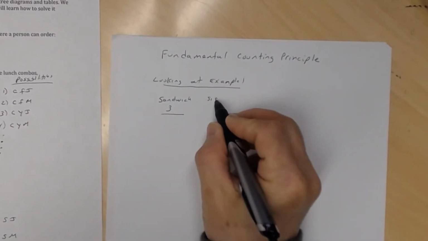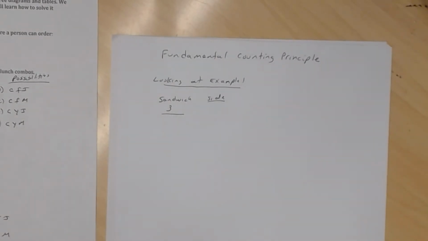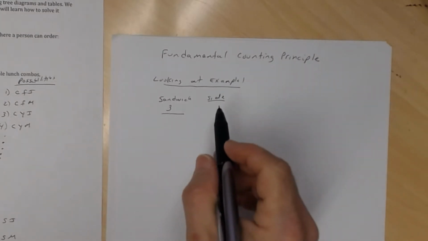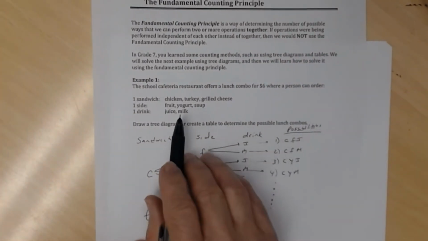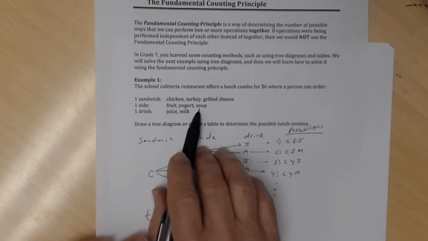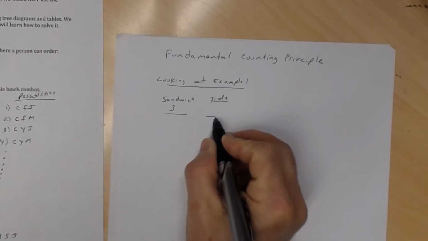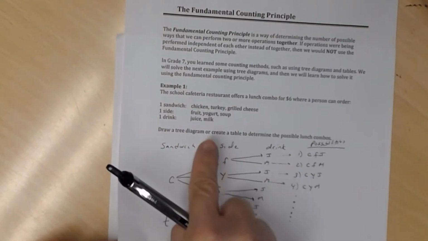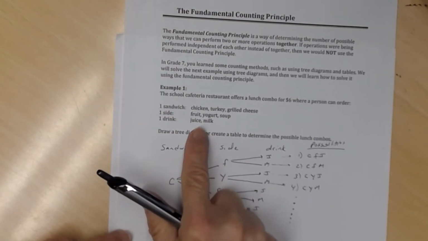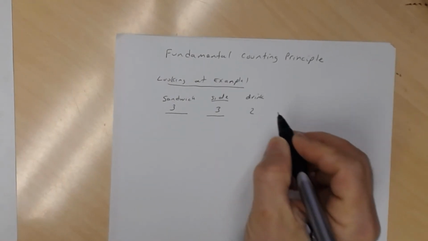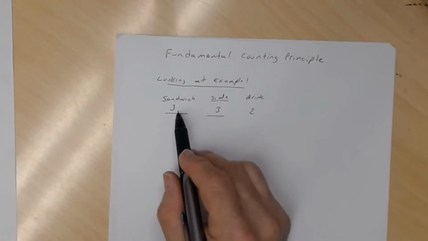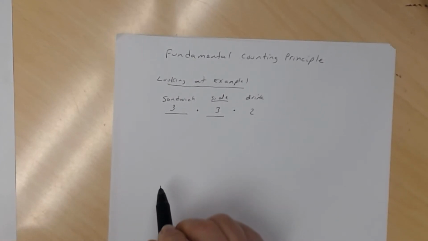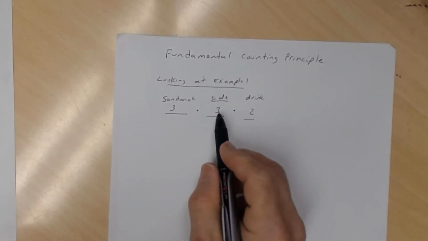Then I had a side. Excuse me. And so when I look at the side, remember how many sides were there? There was like fruit, yogurt, soup. So how many choices did I have? I had 3. Y'all agree? And then finally, let's look at the drink. When I look at the drink, I can choose from how many of those? 2. I could have chosen either juice or milk. Now, I want you to notice something. What happens when I multiply 3 times 3 times 2? What number do I get? 3 times 3 is 9. 9 times 2 is 18.